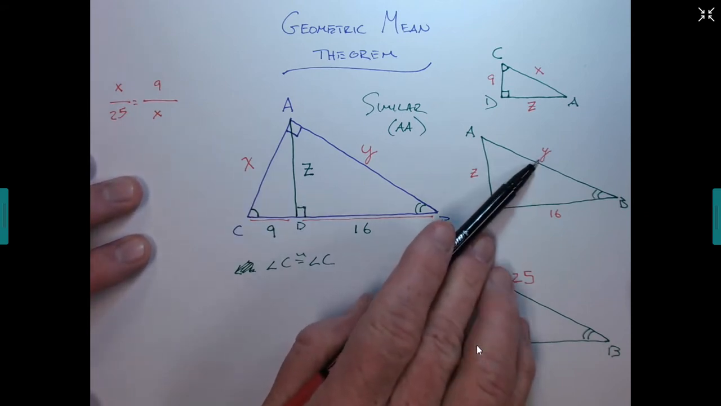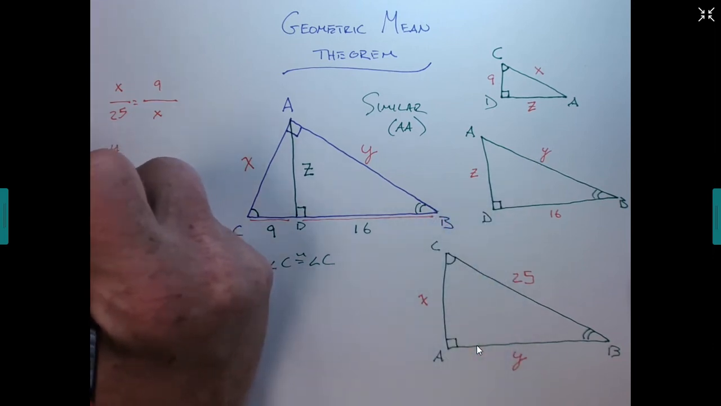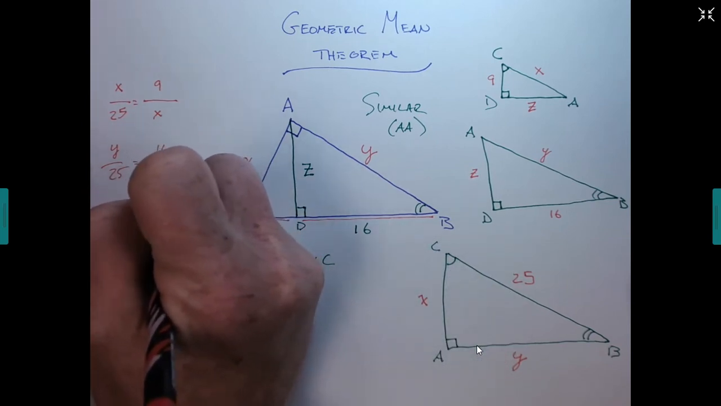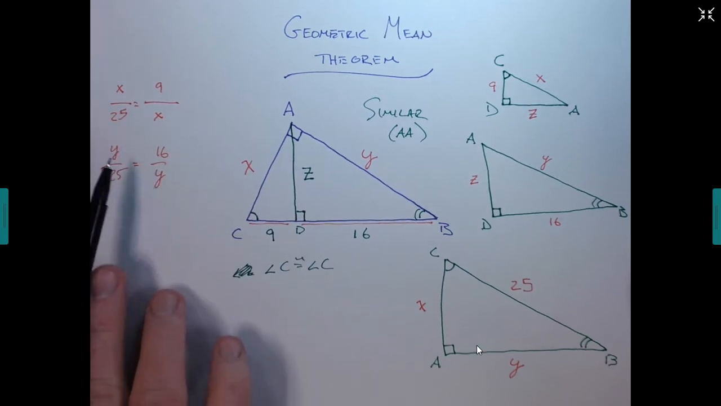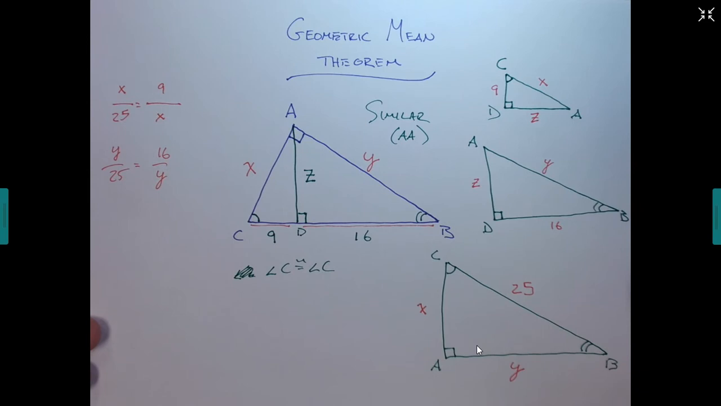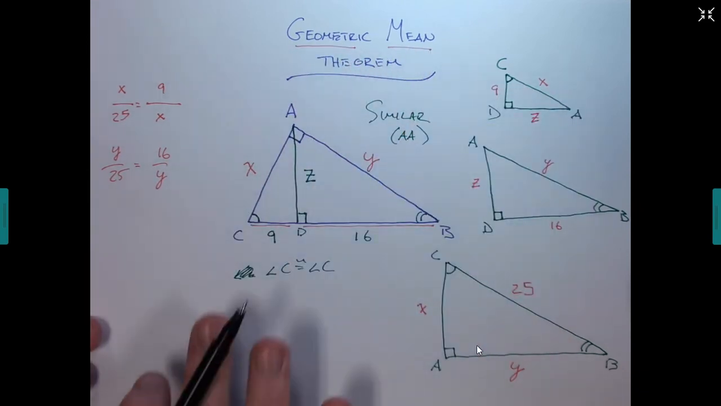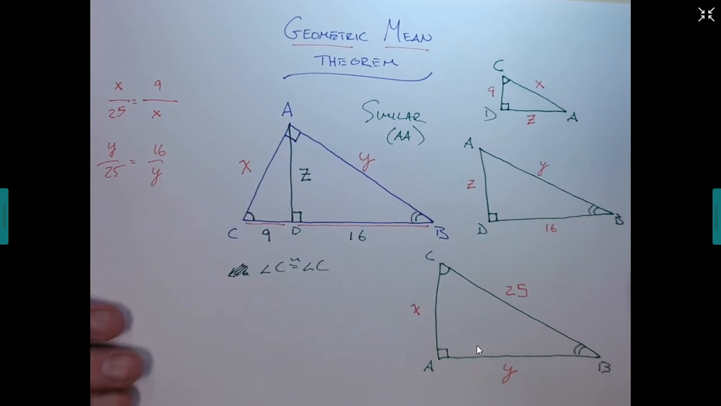I see a y here, so y matches up with 25. And then I got 16 and y. There's another geometric mean proportion. Again, two of the diagonal pieces need to match to be a geometric mean proportion. The theorem says there's actually 3 of them hiding inside this one situation. Let's go find the last one.